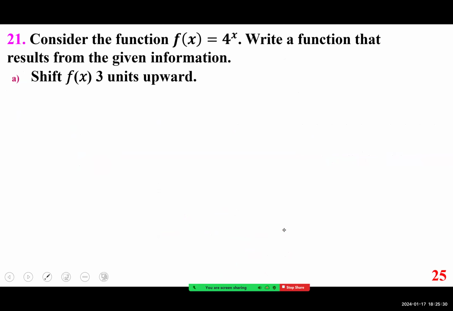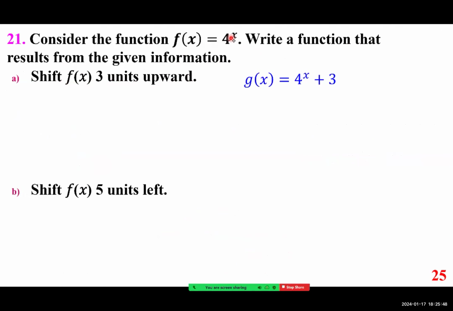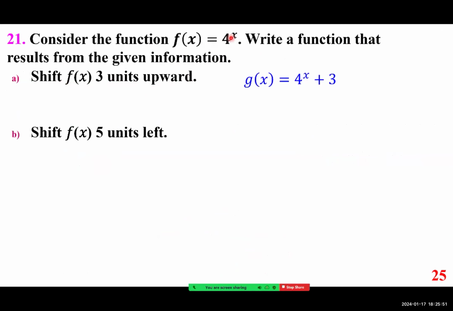All right. Here's the function. Consider the function f of x equals 4 to the power of x. Write a function that results from the given information. So we are going to take this up by 3 units, so add 3. Now shift f of x 5 units left. That means not this one. Go back to the original one. Shift f of x 5 units left. So change the x to x plus 5. So 4 to the power of x plus 5.